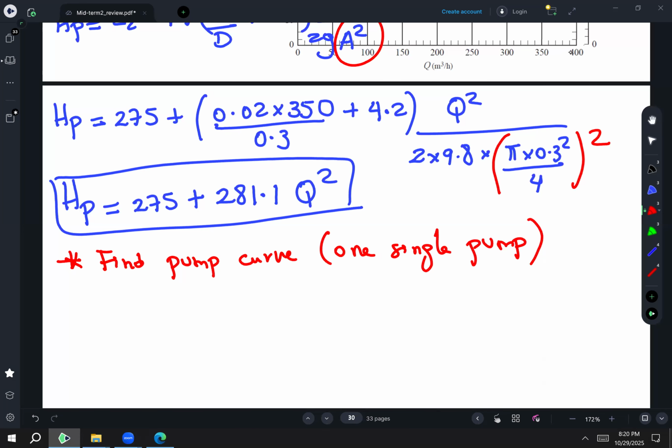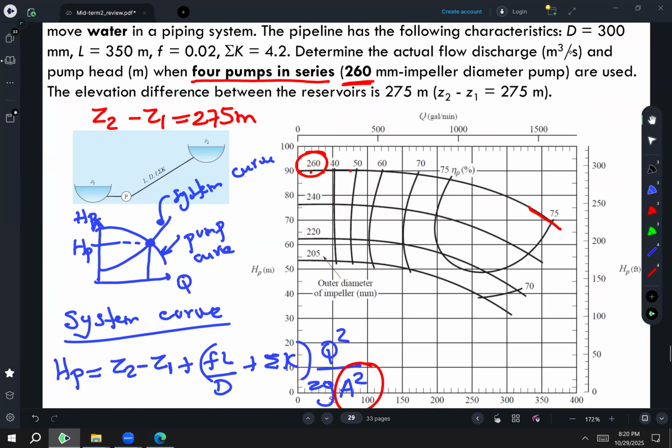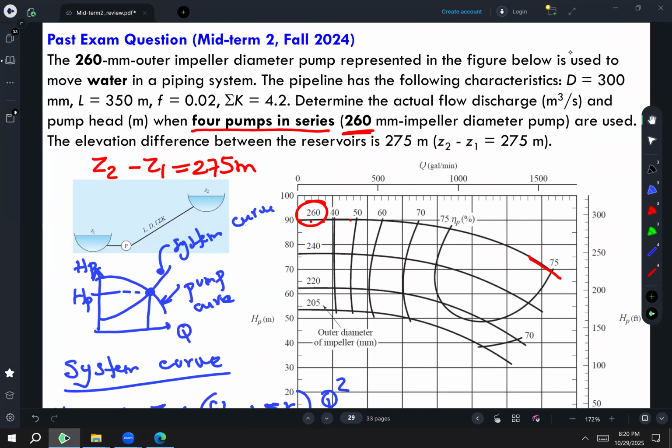Okay, so to be able to find the pump curve, here we need 3 points. We know that this curve is quadratic. So if the curve is quadratic, we need 3 points to represent that curve. The first point to represent this curve typically is the initial point, when Q is equal to 0, and then the end point. And then we have to find one more point somewhere in the middle.